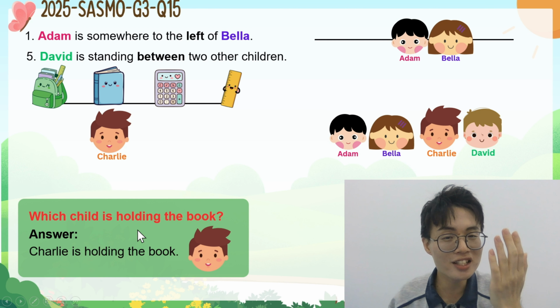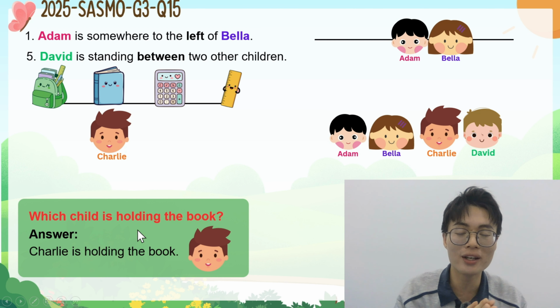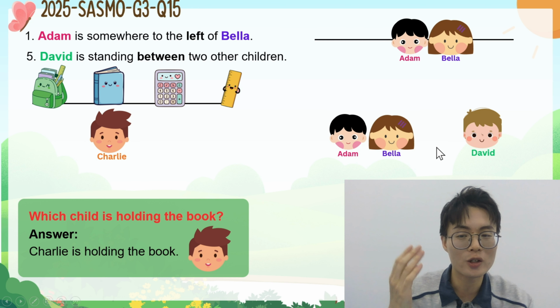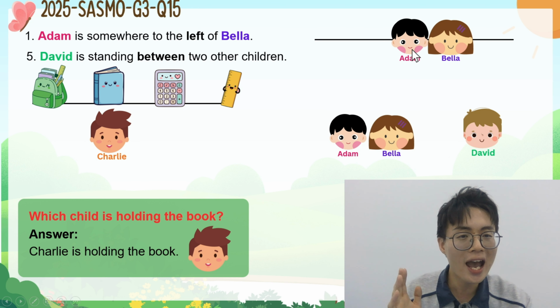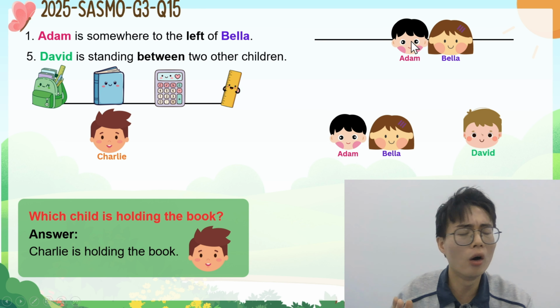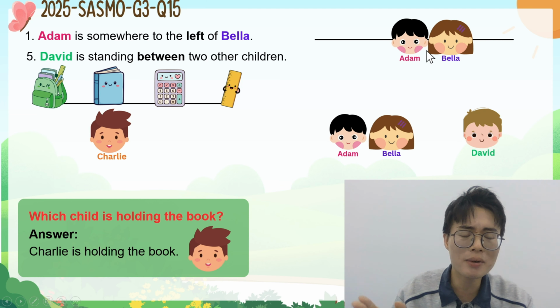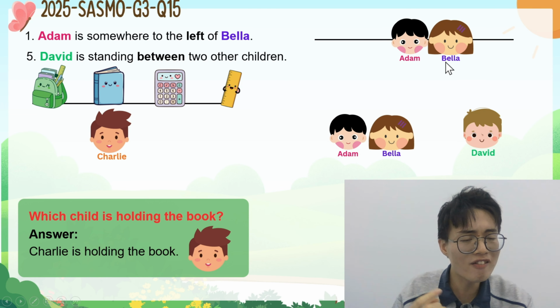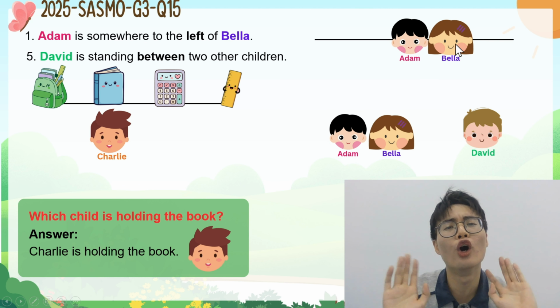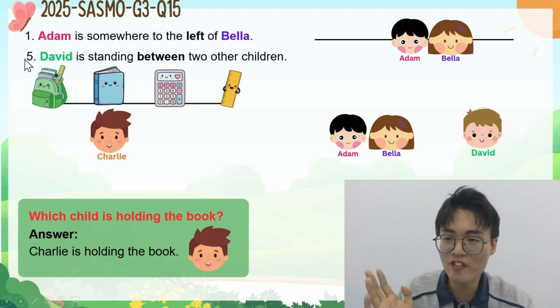But we can continue to figure out for the other children, they are holding what items. For these 4 children, we already know Charlie is holding what item. And for Adam, can we determine he's holding what item? Oh, cannot. We only know Adam is on the left side of Bella. So how about Bella? Can we determine Bella is holding what item? Still no. So let's look at the 5th clue.